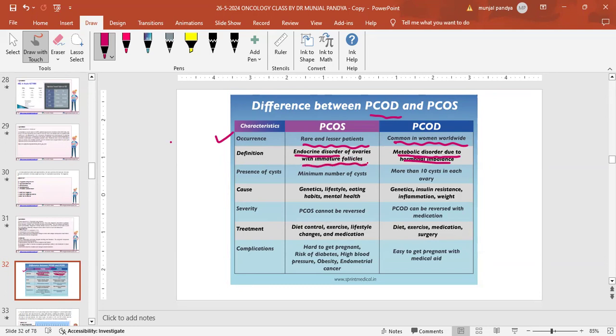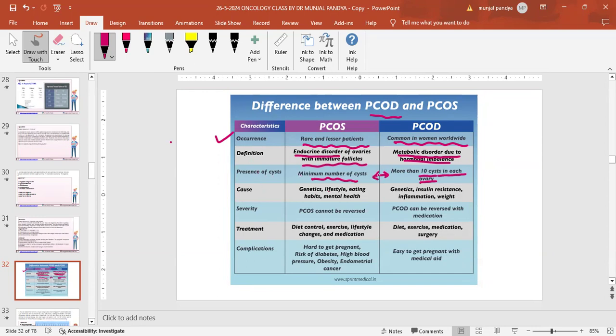So the syndrome is purely ovarian. Presence of cysts: a minimum number of cysts. So you cannot see many cysts in one condition. If you do sonography and you see only one cyst, probably it's not PCOD. Here, more than 10 cysts or lots of cysts you can see in the PCOD. So this is how you can radiologically differentiate between syndrome versus disease, right?